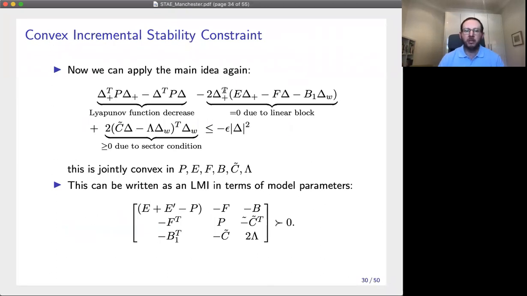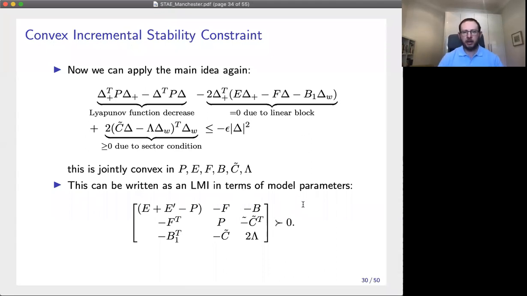Now, we just do the same sort of thing. We've got the Lyapunov function decrease condition. We've got the same linear block, which equals 0, except now we've got a delta w here. But then we've got a sector condition here on the activation functions, and this we know is non-negative. And since we know this is non-negative, if this whole bit is less than minus epsilon delta squared, then we know this part disappears and this part is non-negative. So that implies that this is less than minus epsilon delta squared for solutions of the model. So this combined condition implies that model solutions will be stable. And furthermore, it's jointly convex in all the multipliers, Lyapunov functions, and model parameters, and can be written as an LMI like so.